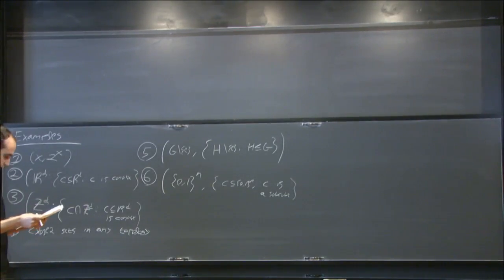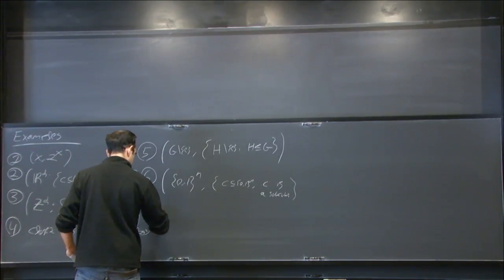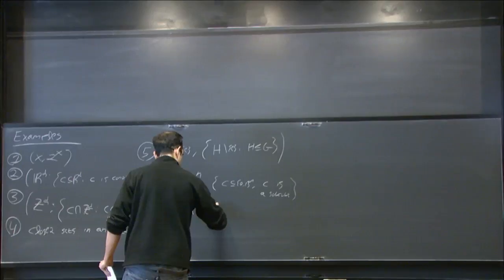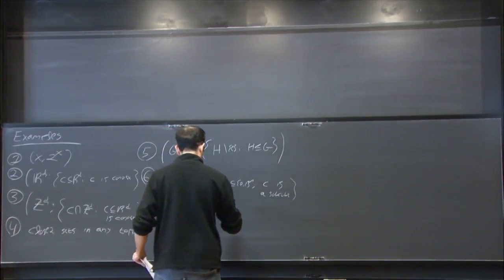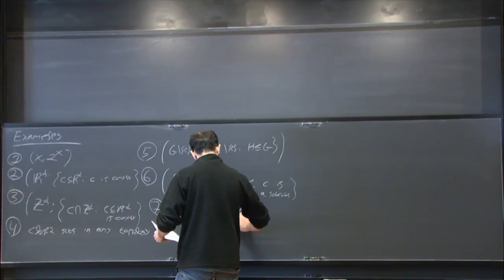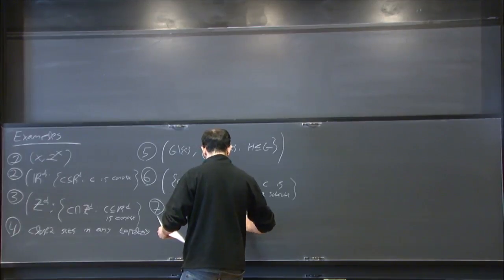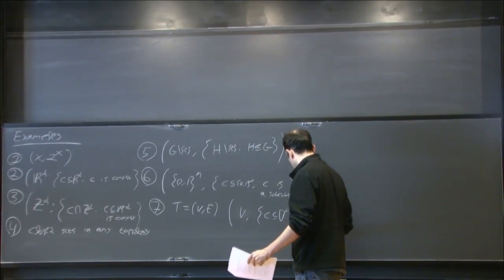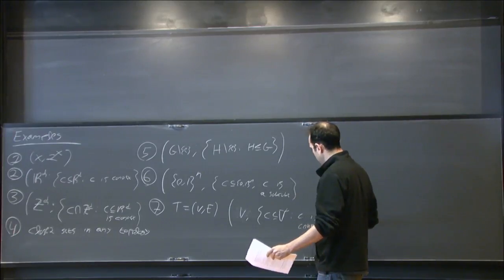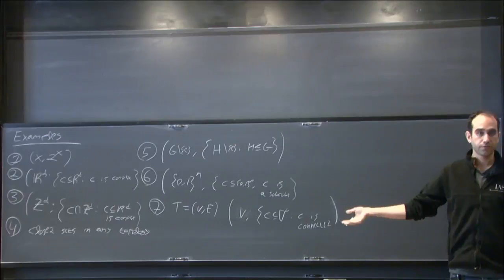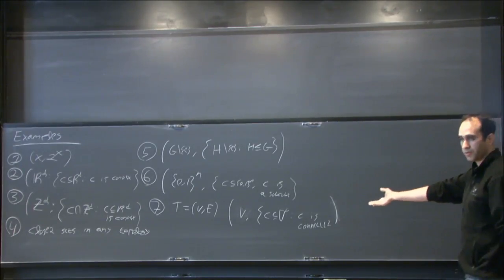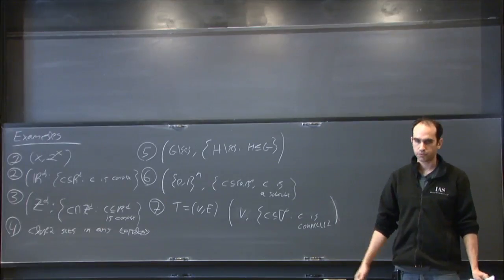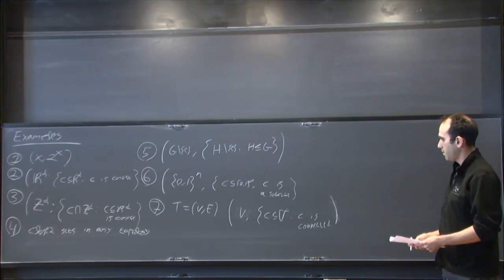Okay, and last example: take a tree, your favorite tree, and look at the convexity space on V, all C subsets of V such that C is connected. So take all subtrees of a given tree. This is a special case of geodesic convexity, and geodesic convexity is in a metric space where there is a unique shortest path between any two points. And that's the case for trees, there's only one simple path. Okay.